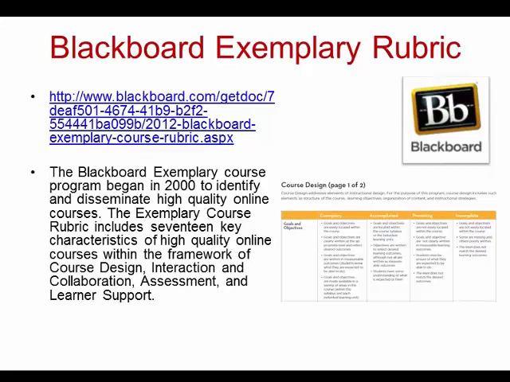We are not a Blackboard campus, but this is one of my favorite rubrics. I think it is not LMS specific. Any person who's teaching online can still benefit from this rubric. I used to teach at a Blackboard campus, and I've been part of this exemplary program, and I've submitted my course once. So it gave me an opportunity to see all the different elements of the rubric that you need to work on to consider your course high quality or exemplar. So here they have 17 key characteristics.